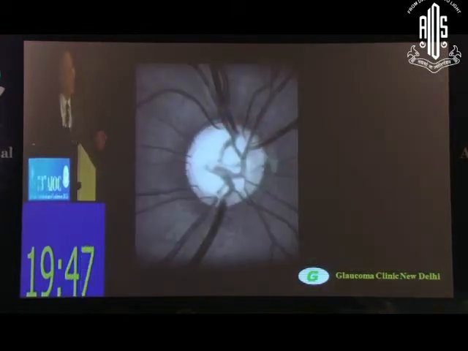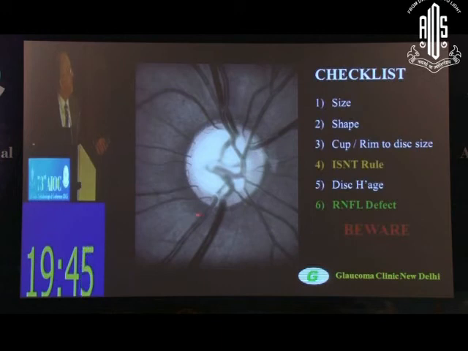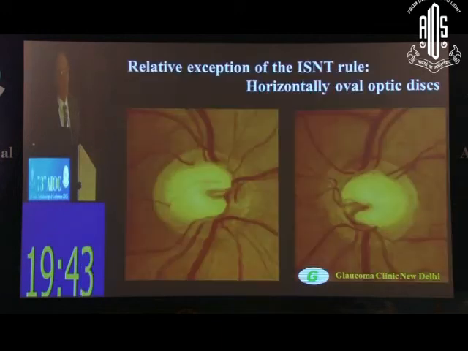You can use the red free light at the slit lamp to pick up this nerve fiber layer defect. But remember, the ISNT rule is applicable only to optic discs which are vertically oval and not those optic discs which are horizontally oval.